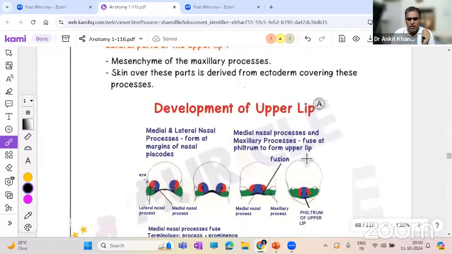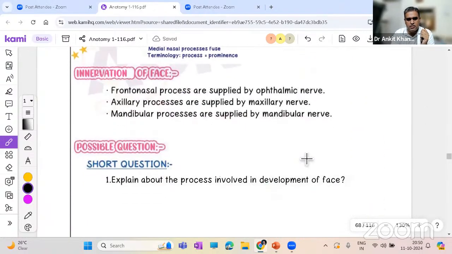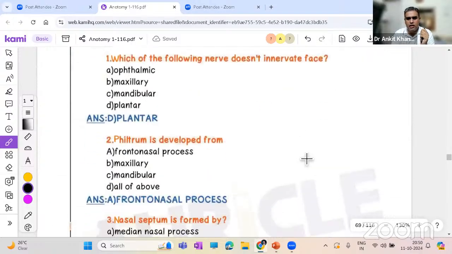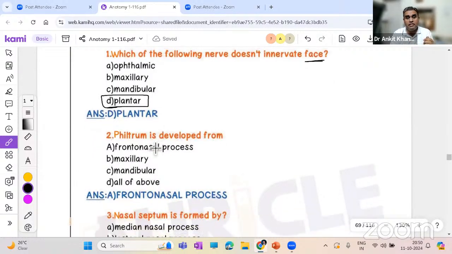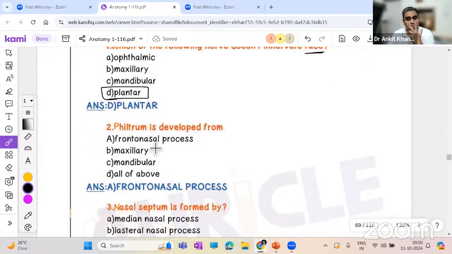Okay, development of upper lip, we have discussed. Innervation of face, fine. Let us see some questions now. Which of the following doesn't innervate face? We'll learn more in our head and neck part when we start with scalp and face. So there is ophthalmic, there is maxillary. Obviously, this is a very easy one. Philtrum is developed from the medial nasal process.